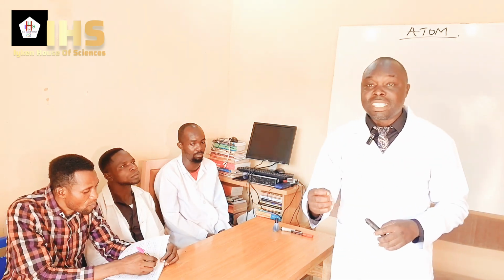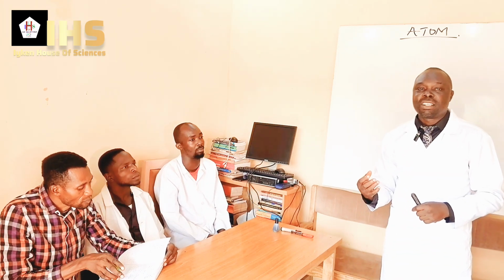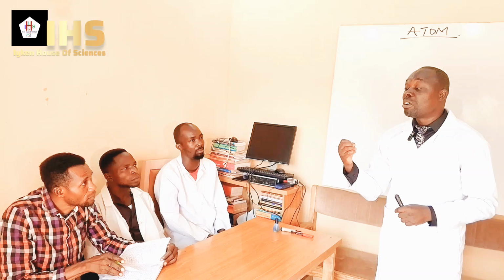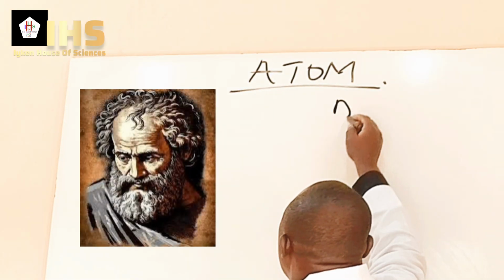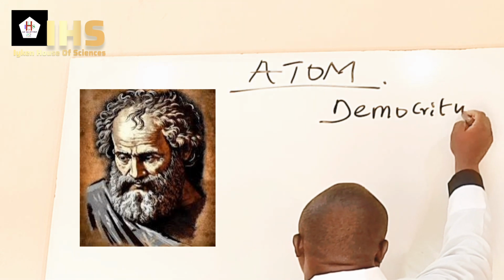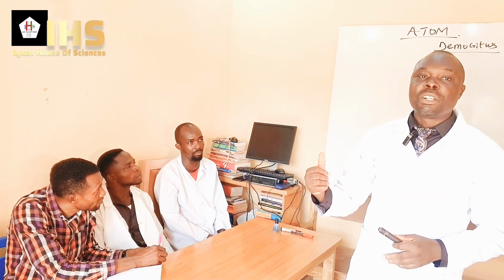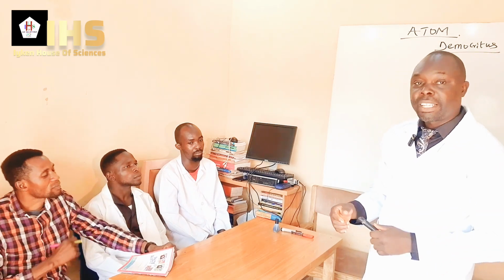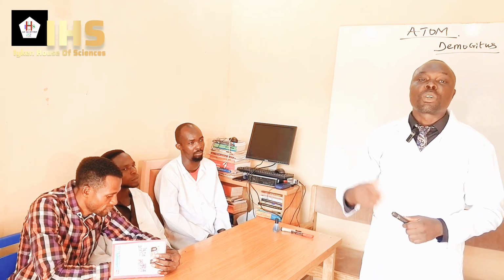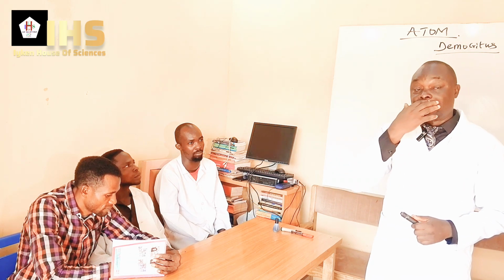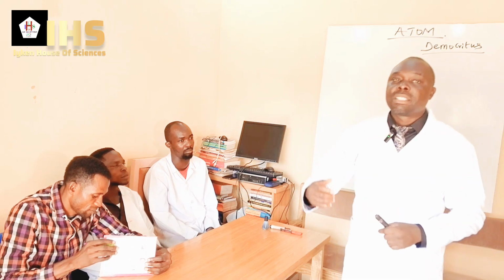The word atom came from the Greek word. The first person ever in the world to make use of this word atom was named Democritus. This is the man's name. He was the first person to make use of the word atomos. Atomos is the Greek word which translates to English as atom. In Greek, the meaning of atomos simply means indivisible: something uncuttable, something you cannot destroy. That is the meaning of atom in the Greek language.